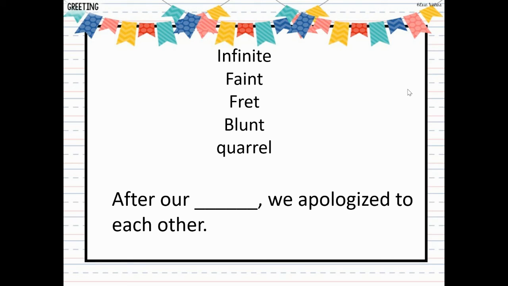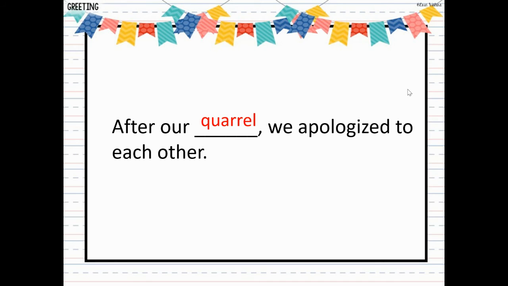Our next sentence, after our blank, we apologize to each other. So think about those word definitions. The word here that we should put in the blank is quarrel. Remember, quarrel is a disagreement. So after we have that, we should what? Apologize.